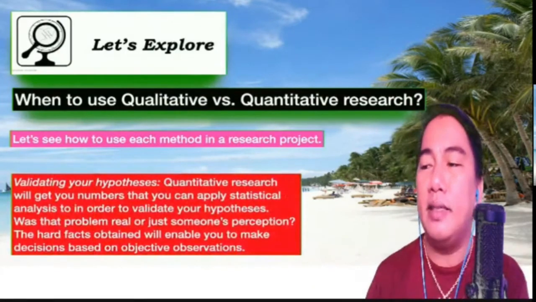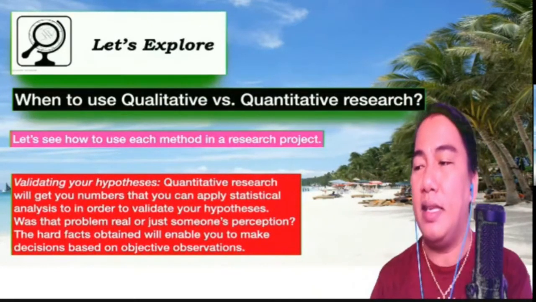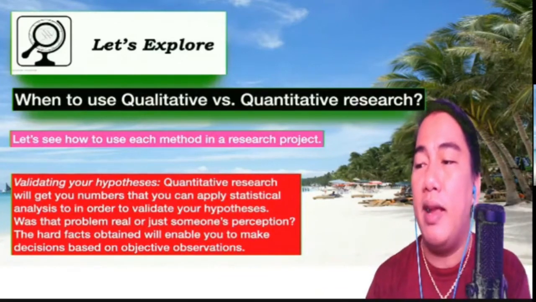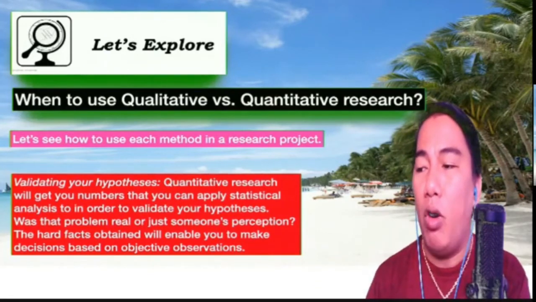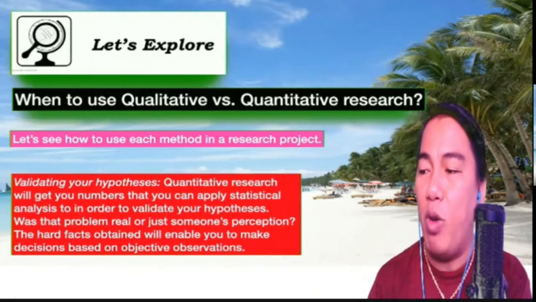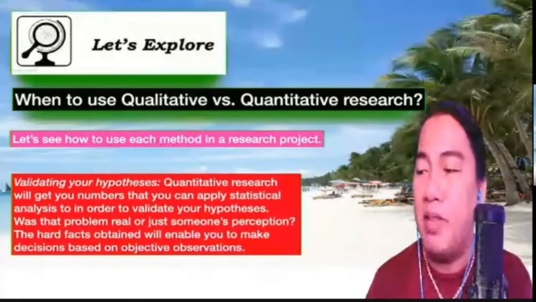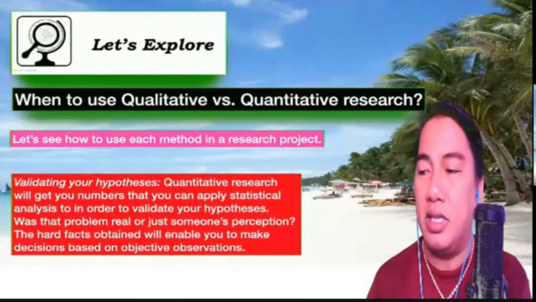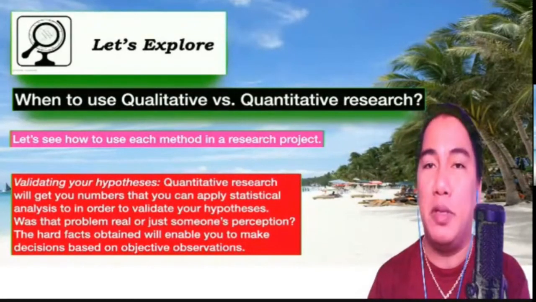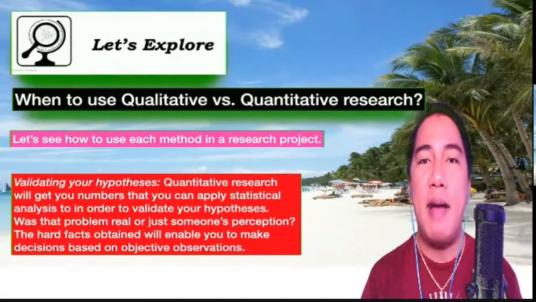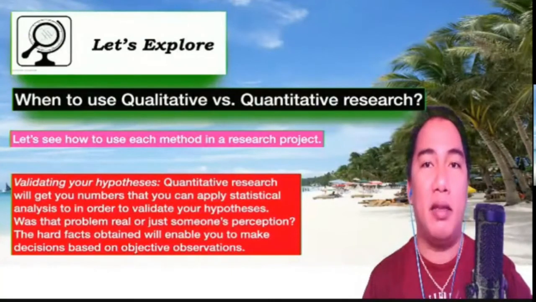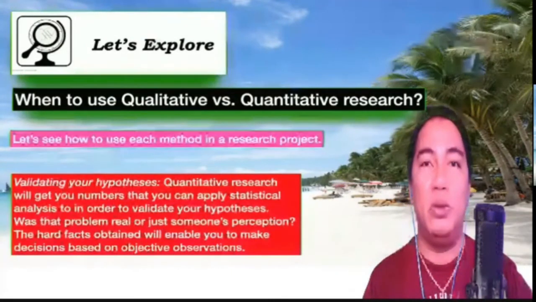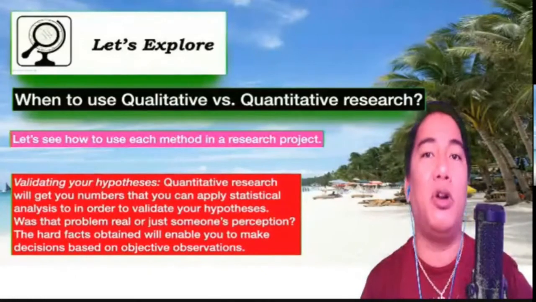Next is validating your hypothesis. Quantitative research will get you numbers that you can apply statistical analysis to in order to validate your hypothesis. Was that problem real or just someone's perception? The hard facts obtained will enable you to make decisions based on objective observation. Through established and validated instruments, you will now be able to formulate an answer to your question.